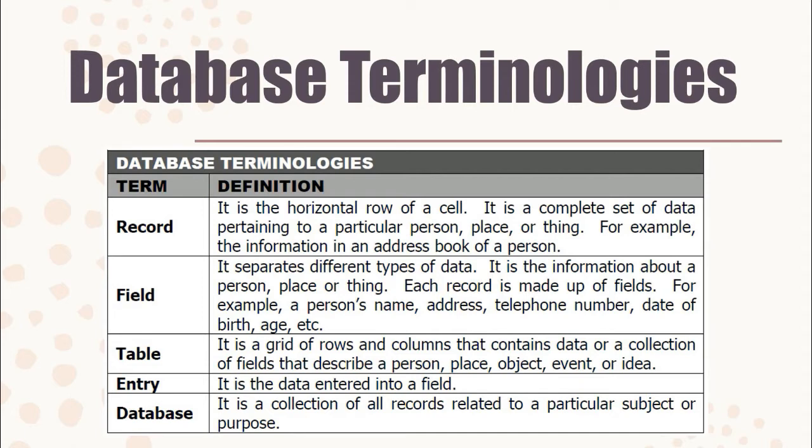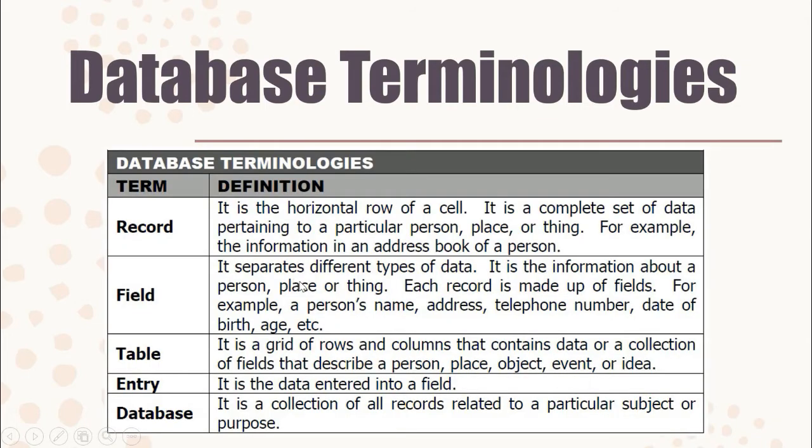Ibig sabihin, sabi kanina, kung yung record natin siya yung ating rows, ang field naman, siya naman yung ating column. Okay, so ibig sabihin, nakalagay dun is name column, address column, telephone number column, date column, birthday, age column. Ibig sabihin, siya yung ating columns, yung field. At yung record natin, siya yung ating mga rows.